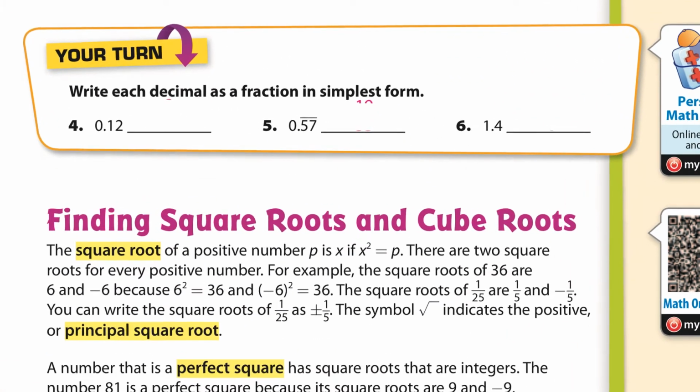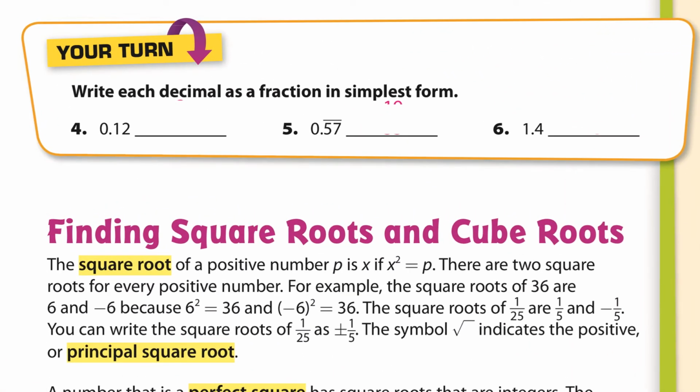So, we're going to practice now, and I want you to pause the video and see if you can get the answer for this one and this one and this one. All right. So, 0.12, that's 12 over 100, or 3 over 25 as a simplified fraction.